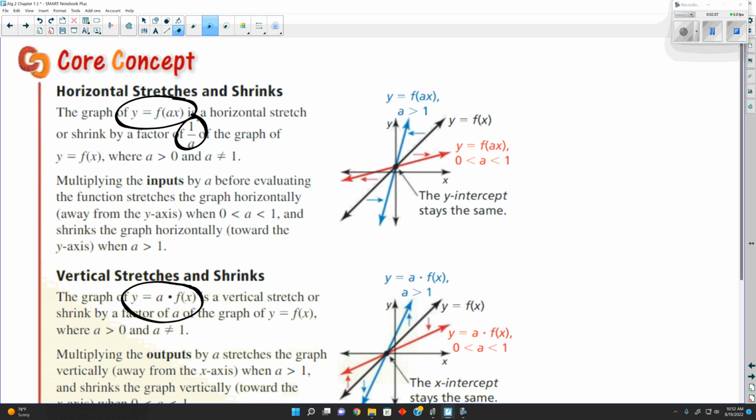Now for vertical stretch and shrink, the general function is a times f of x. So whatever the number is, we put it in front of the f of x, and then we will multiply it by the function. So the only real trick to horizontal stretch and shrink is remembering that we have to flip it. We've got to flip it from the value that they give us to 1 over that value.